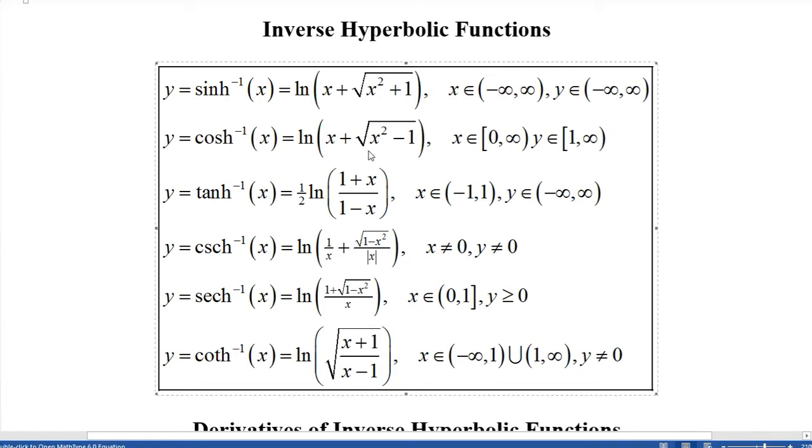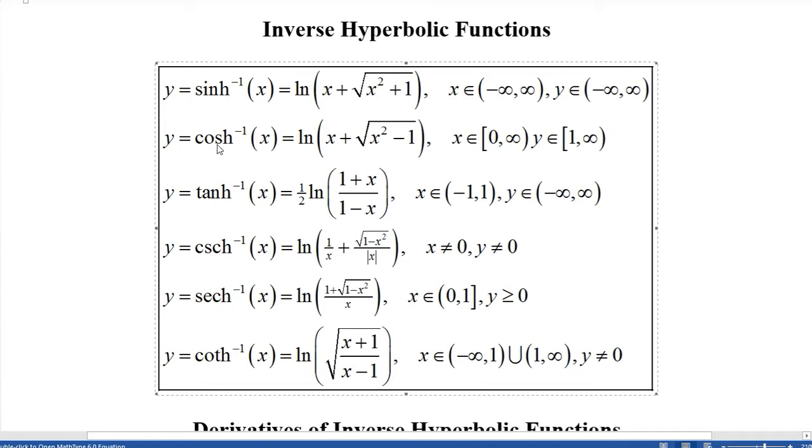Sometimes, because of properties of logarithms, there are other ways to write these logarithm expressions, but here's at least one way. So y equals the inverse sinh of x is ln of x plus the square root of x squared plus 1. That turns out to be defined and have a domain of all reals and a range of all reals.